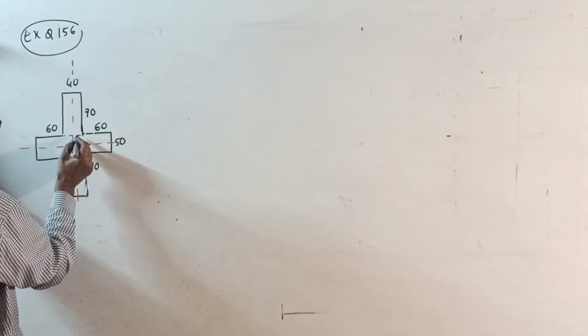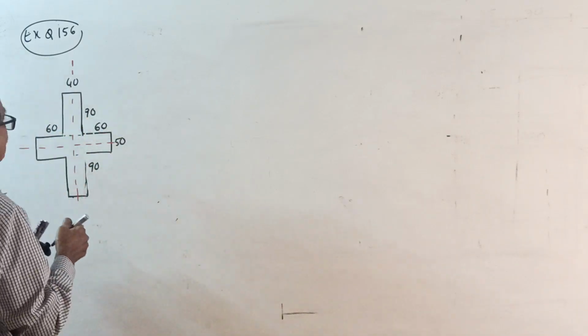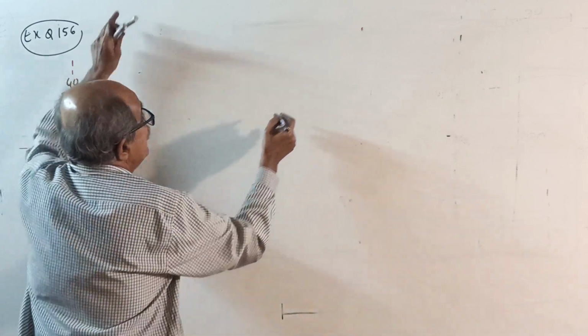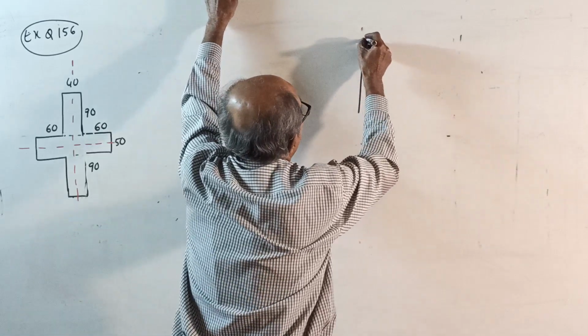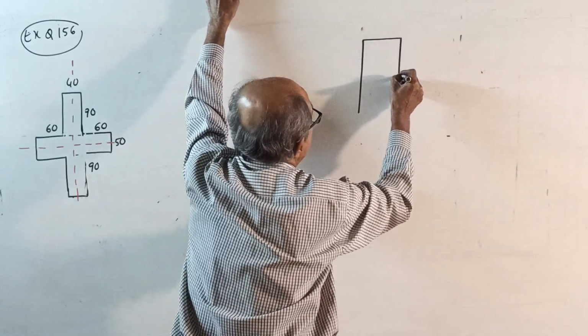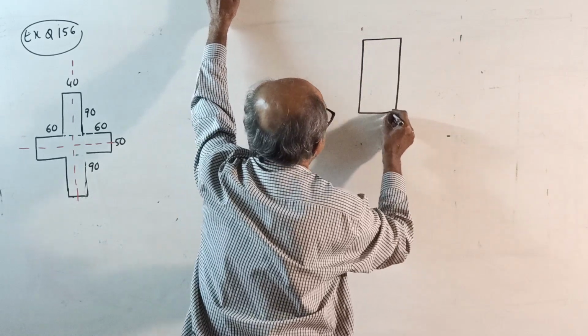See, I will divide like this: upper two rectangles, and the middle one. 40 by 90. I will mark here. 40 by 90. 40 by 90. Okay.